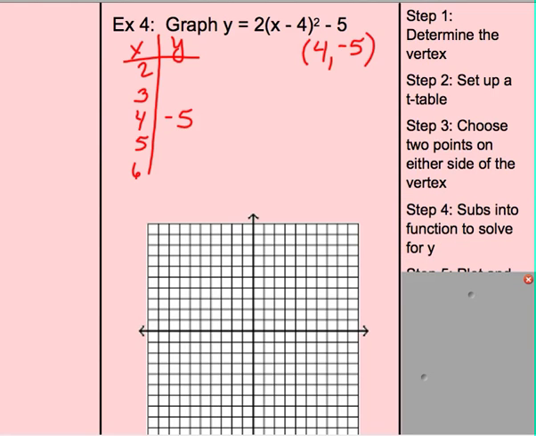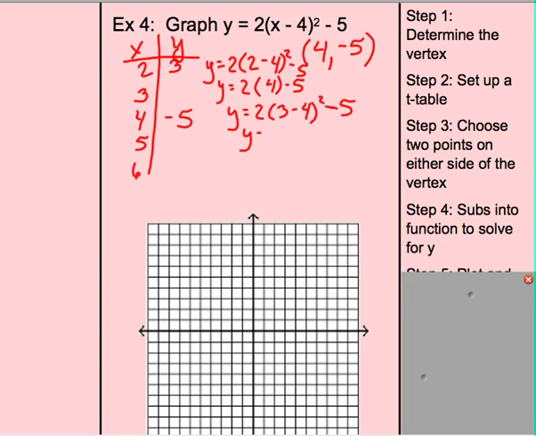Substituting those in to solve for y, I get y equals 2 times, substituting 2 for x, 2 minus 4 squared minus 5. So we get y equals 2. 2 minus 4 is -2, squared is 4. 8 minus 5 is 3. Substituting 3. So we get 2 times 3 minus 4 is -1, squared is 1. 2 minus 5 is -3.